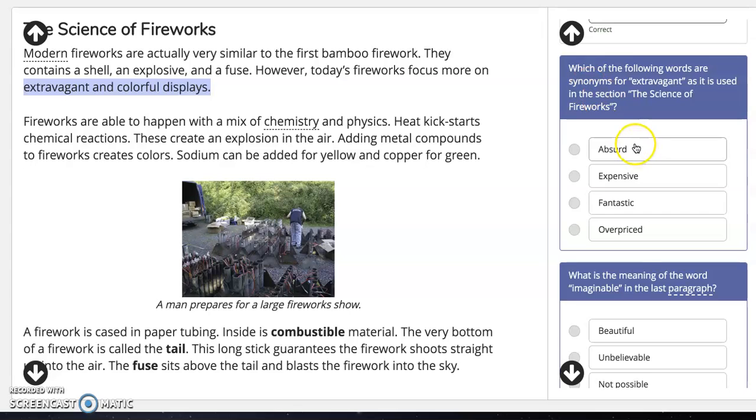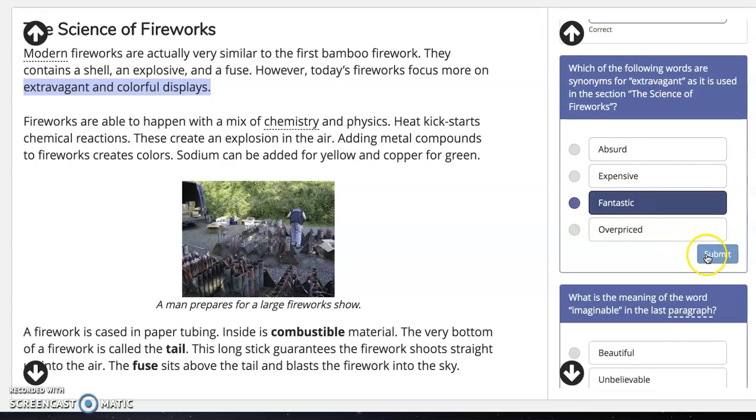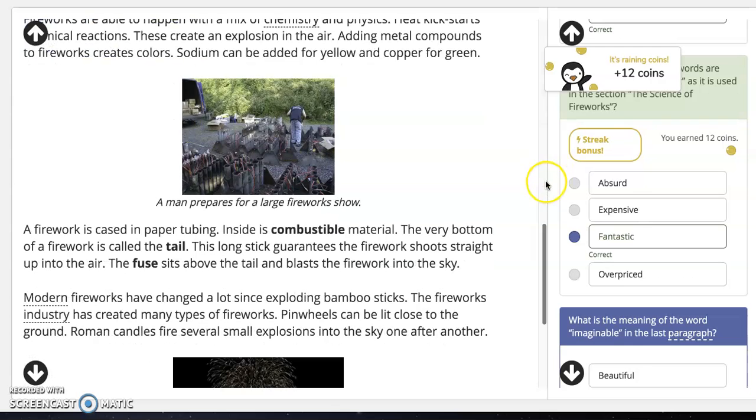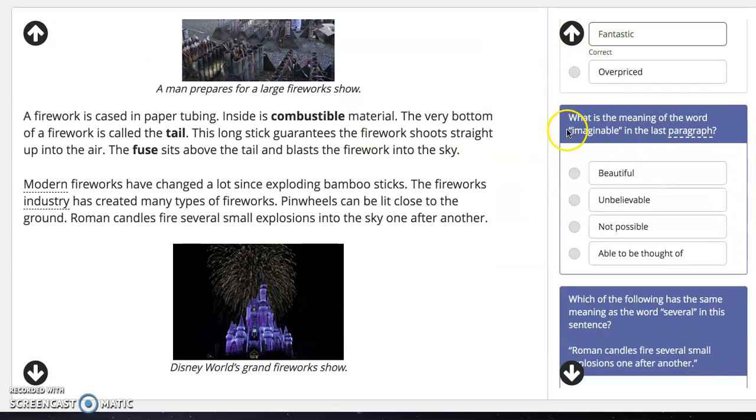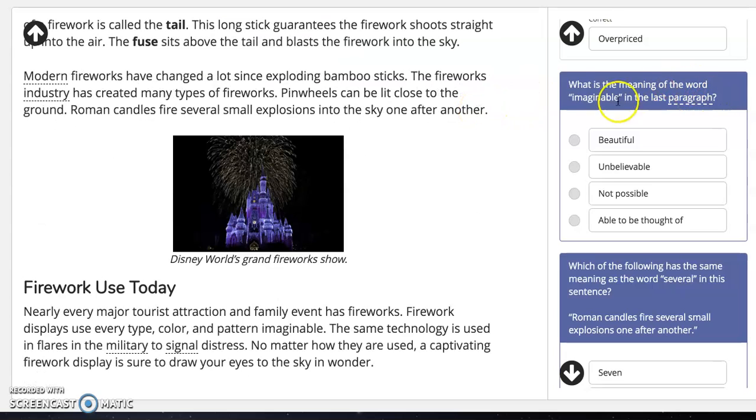So do you think that means that they want to be absurd? Like, that's ridiculous? They want to be super expensive? They want to cost a lot of money? They want to be fantastic? Or they want to be overpriced? What do you think? Which one? Well, overpriced and expensive are pretty similar to each other, right? So I don't think those could be it. Do we want fireworks to be absolutely ridiculous, or do we want them to be fantastic? Yeah, we want them to be fantastic. Excellent. Woohoo.